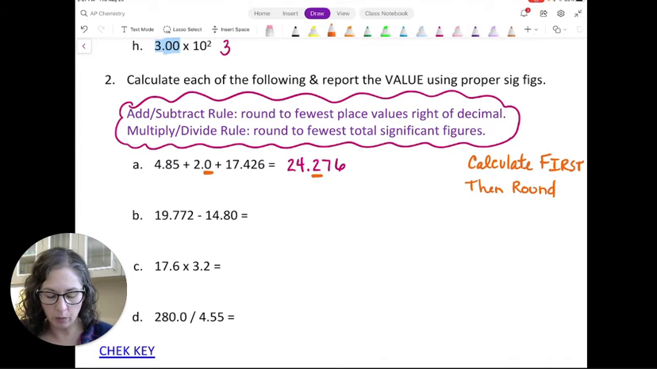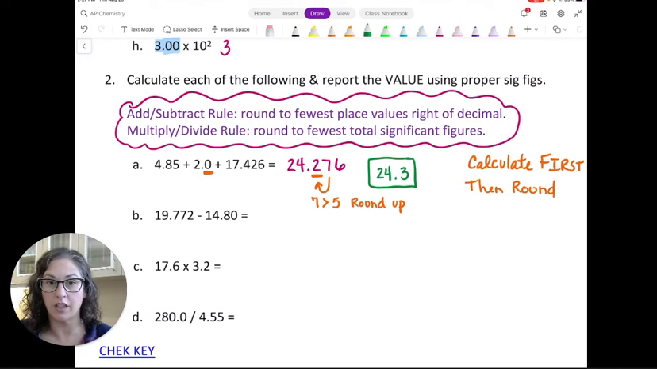decimal. Now we use that next digit, only the very next one, to round. Okay, so since this value is greater than 5, so 7 is greater than 5, we're going to round up. And so our final answer, what we would write for our answer, is going to be 24.3. And that would be our answer reported to the correct significant digits.